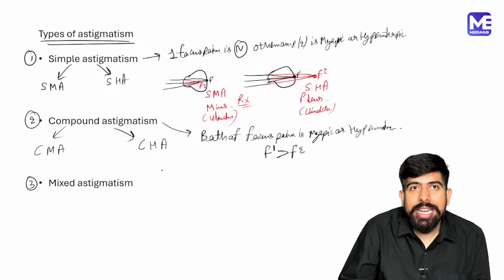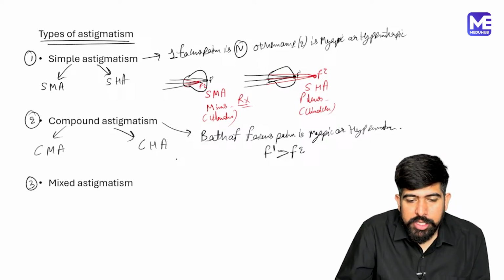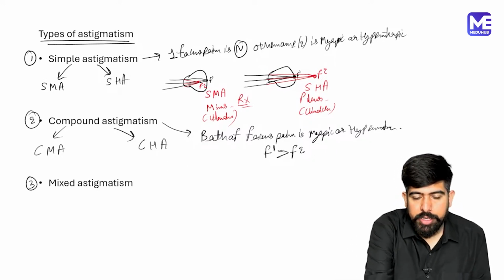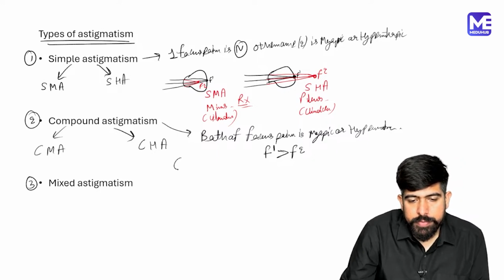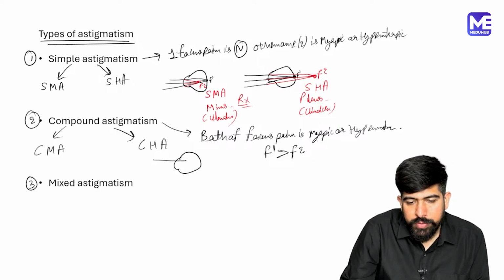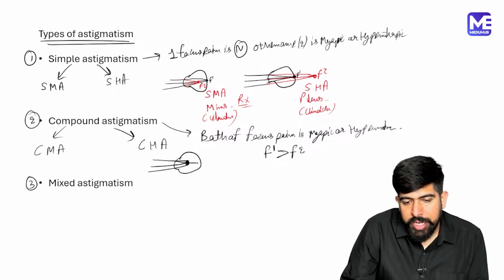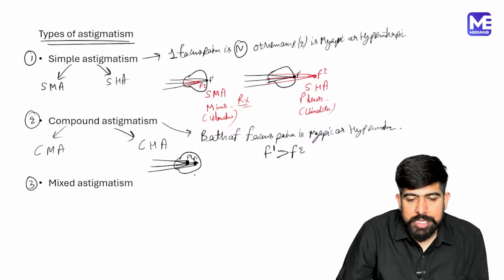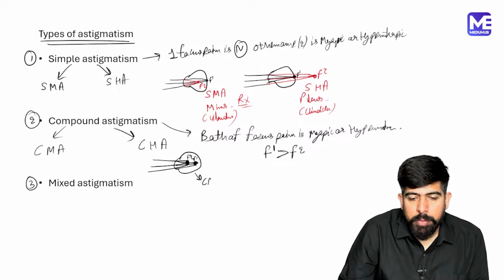Listen to this part. I'm drawing a special diagram in front of you. So you can see this is the eye, this is the cornea and the sclera. So this is the first one which is having myopia. You can see up here, this is the F1. And the second one we are having behind it is also having myopia. So F1 and F2 both are in myopia. So this is your compound myopic astigmatism.